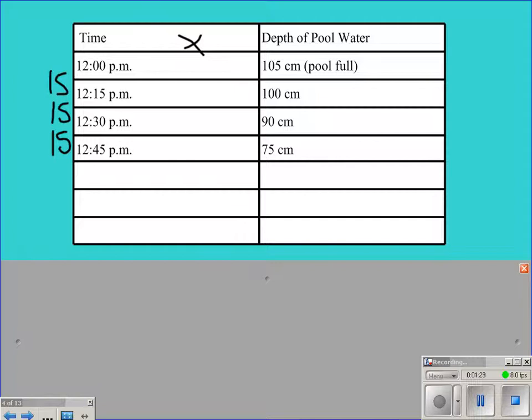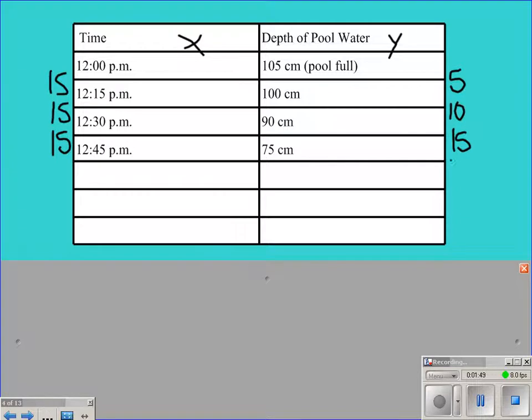Now on your Y side, find what your intervals are going by. Subtract 105 and 100 to get to 5. Now what's 100 minus 90? 10 is correct. 90 minus 75 is 15. As you can see, your intervals are going by 5s.